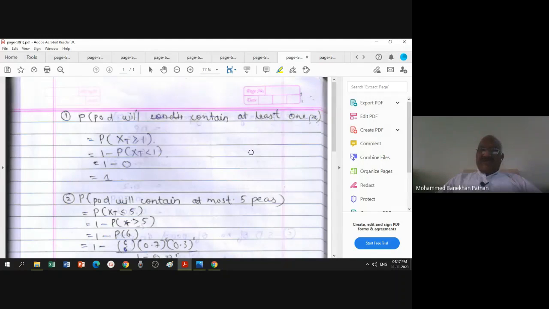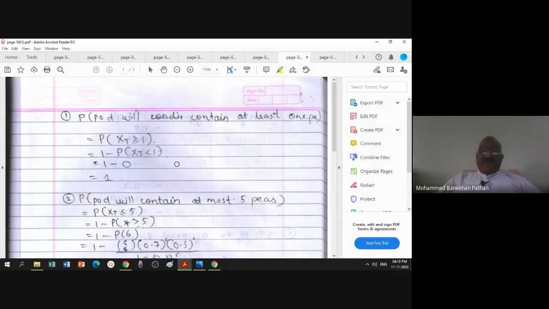I can reduce my calculation by the result of complement: 1 minus the opposite of this. Greater will become smaller. If it is equal, it will be not equal here. So 1 minus probability Xt less than 1. Xt less than 1 means what? Xt less than 1 means 0 value. But we are studying a truncated binomial which does not observe 0 value. So this is an impossible event. That's why the probability is 0. So the answer of bit number 1, to observe at least one p, is 1 because it takes all the values of the variable.